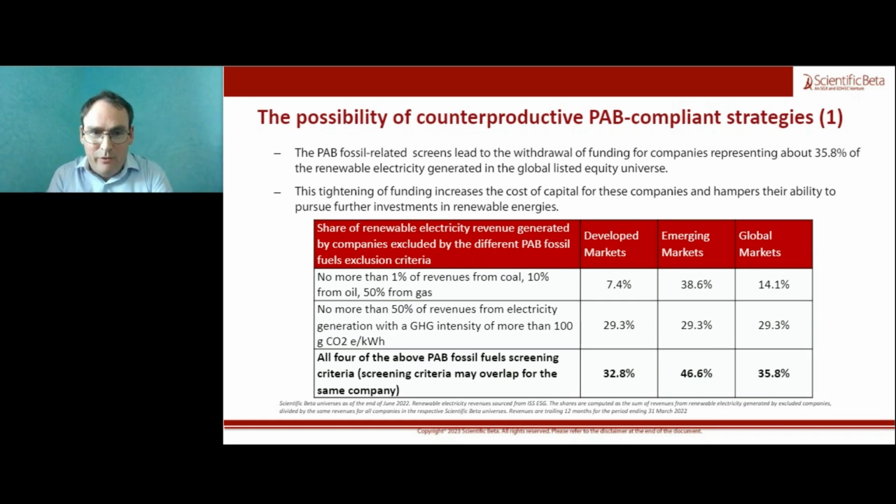This is also the case for the utility criterion in developed markets. All in all, 36% of renewable electricity production is basically wiped out if you apply the fossil fuel criteria of Paris-aligned benchmarks. This shows that yes, you avoid fossil fuels, but you also take away a lot of renewable electricity generation. It means that the cost of capital of these companies which are investing heavily in green electricity is going to increase. So the transition toward green electricity might actually be more difficult to achieve, because the cost of capital for green electricity production also increases through these companies. What you might think of as something positive because you get rid of fossil fuels is actually going to be negative, because you're going to make life more difficult for companies that invest in green electricity, because these are the same companies in many cases.